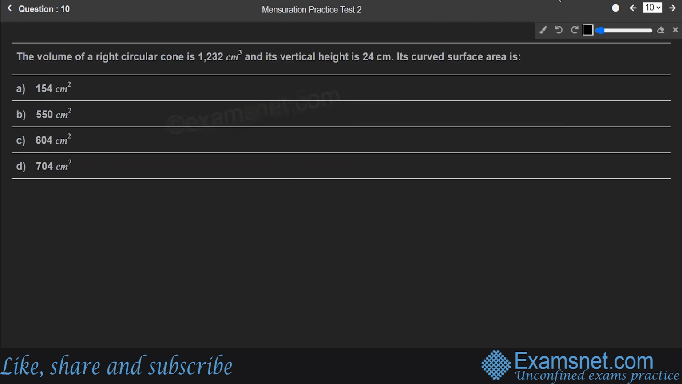Now the volume of a right circular cone is 1232 centimeter cube and its vertical height is 24 centimeter. Find its curved surface area. So clearly we have given some values, so we'll equate that to our formulas. The first thing is, volume is 1232 centimeter cube.